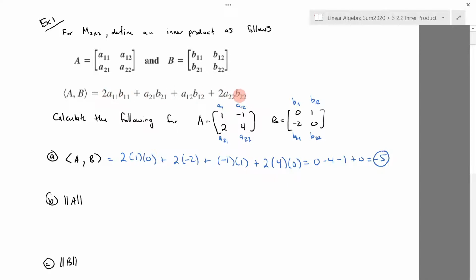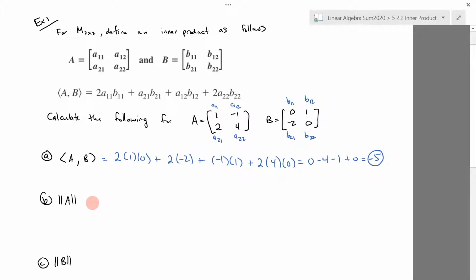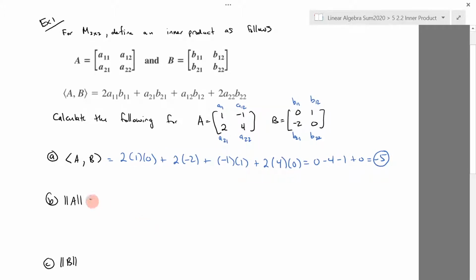Again, we're just applying the formula for the inner product in this case. And now we calculate the length of A. The formula for the length of the vector is the square root of the inner product with itself. So first we have to calculate the inner product of a vector with itself, right? So let's do that.